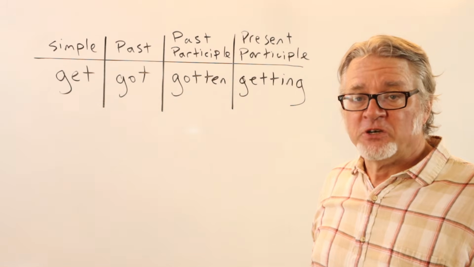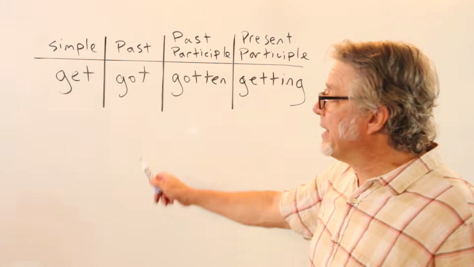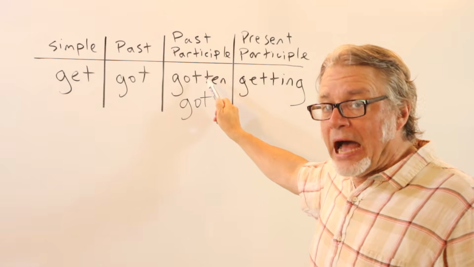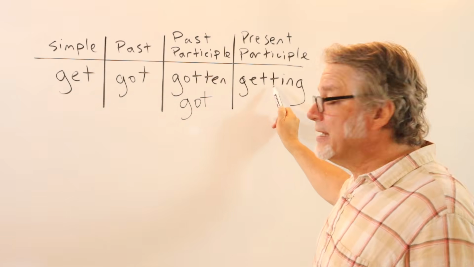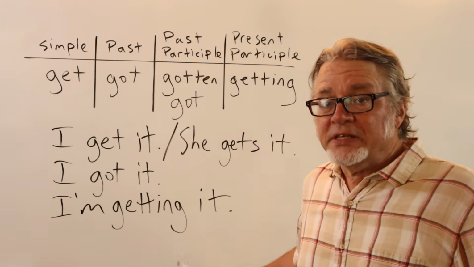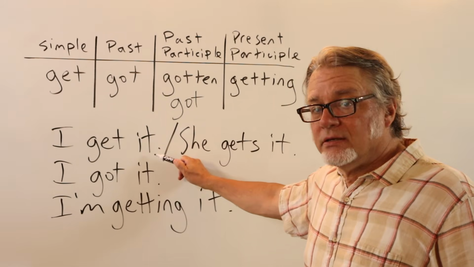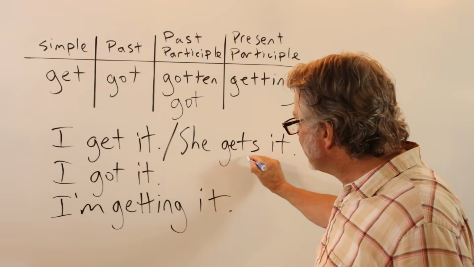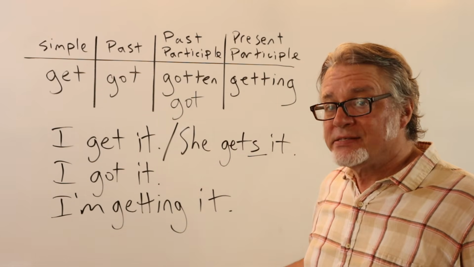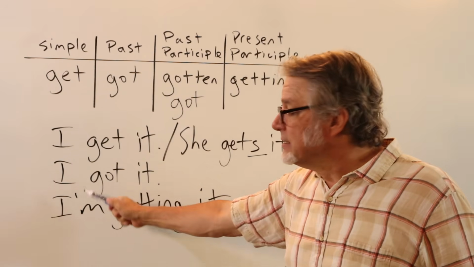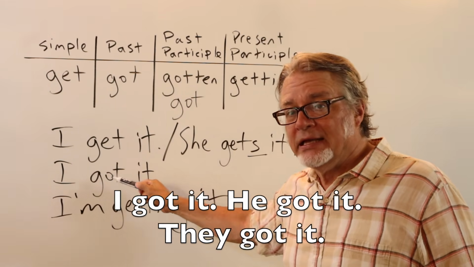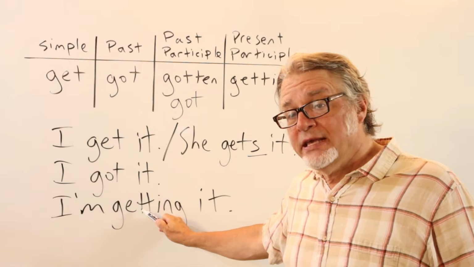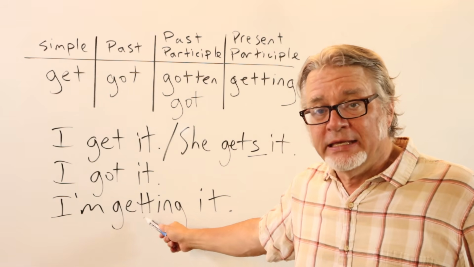Whenever you study the verb get, it is important to look at how the verb changes: get, got, gotten, or got, getting. In the present tense, I get it, or she gets it. Remember, in the present tense, you need this S here. In the past tense, regardless of subject, use got. I got it, he got it, they got it. And in the present continuous tense, I'm getting it.